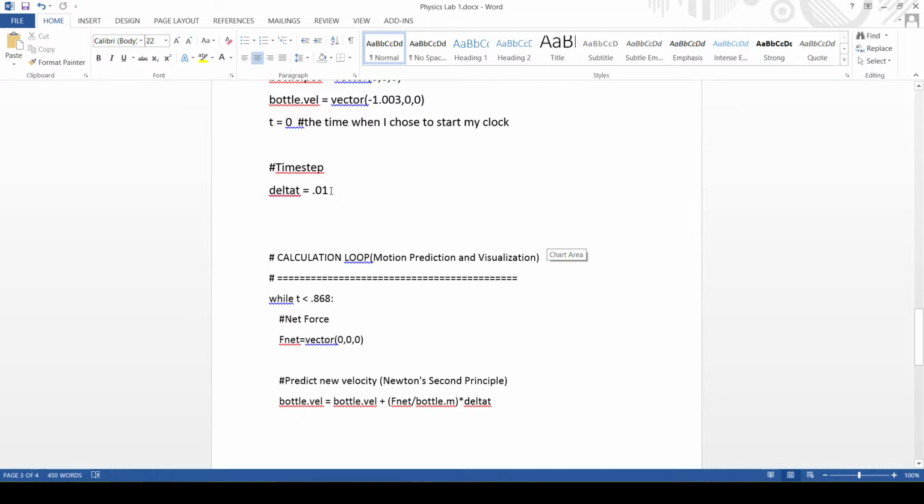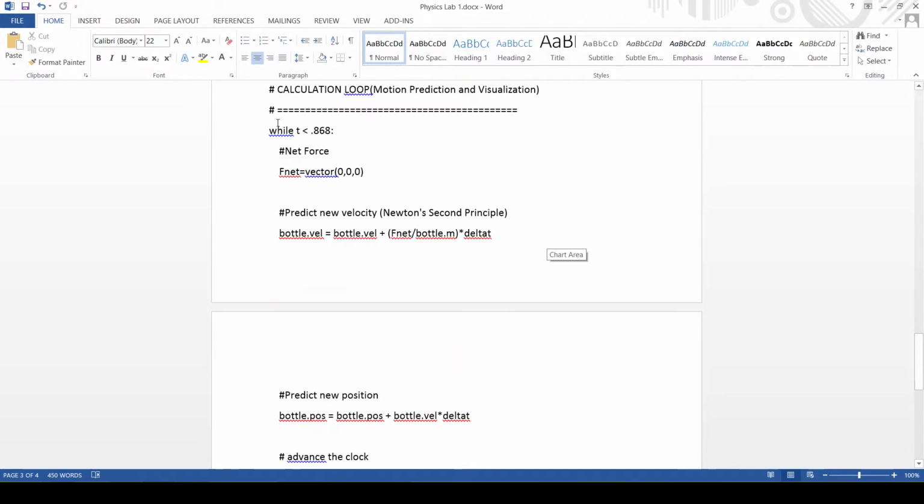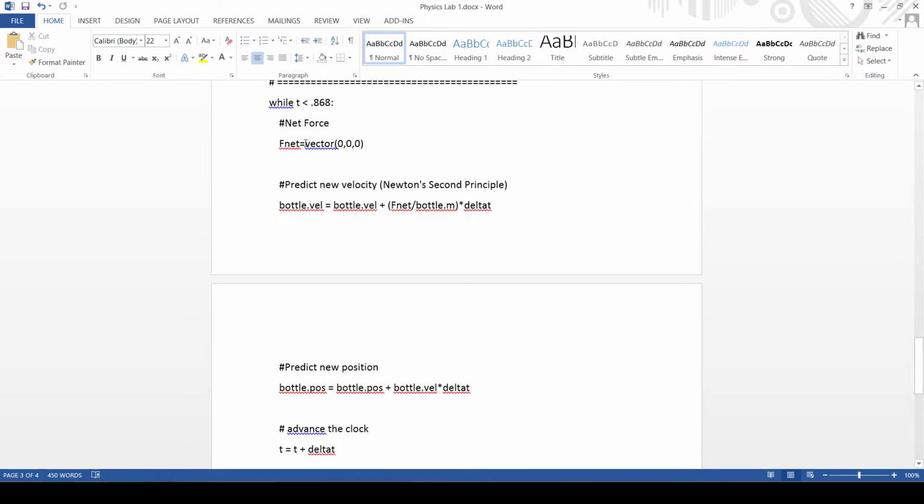Mine is 0.01 seconds. Now for the actual calculations, I chose to make my t 0.868 seconds for my loop because that is how much time passed in my tracker video from the time the bottle started moving to the time it stopped moving. The net force is assumed to be 0, 0, 0. Assuming this, we can conclude that the velocity does not change, or we have constant velocity.